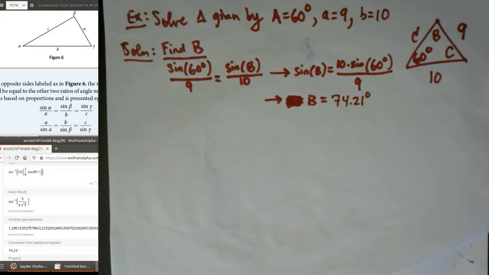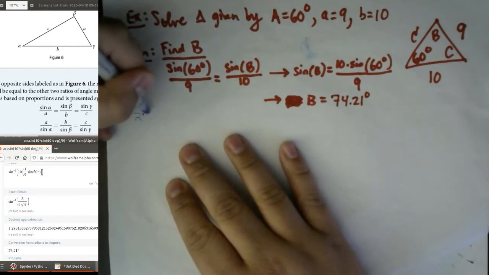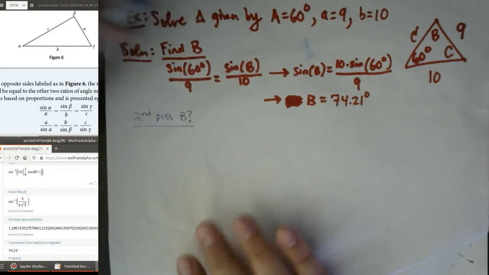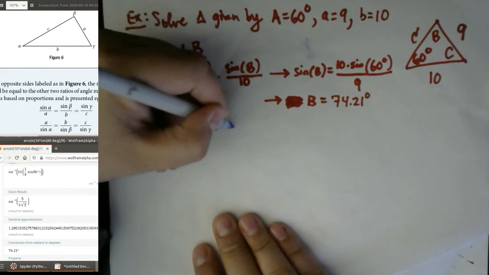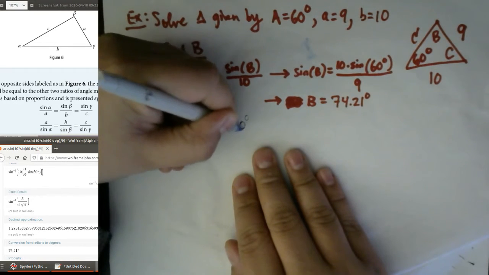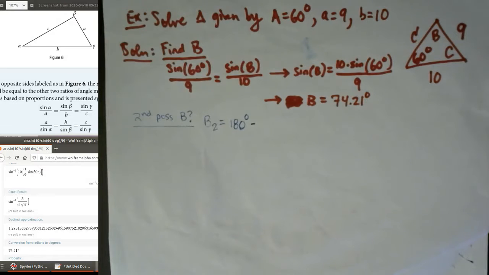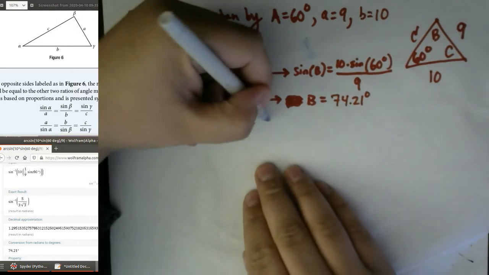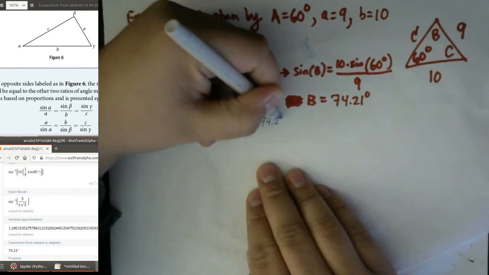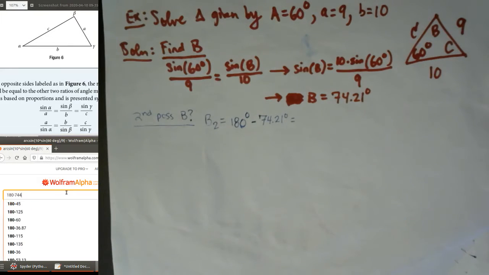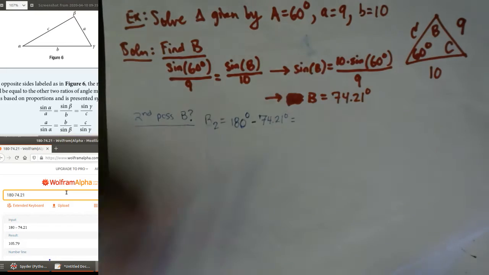But as the discussion in the last video showed, and if you don't remember, go watch it, we also have to consider a second possible B. We have to consider it. We don't have a choice in the matter. So we have B2, and that would be 180 degrees, and I explained why that was in the other video. So we have 180 degrees minus this value we just found, 74.21 degrees. If we calculate that, what are we going to get? We get 180 minus 74.21, and we get an angle value of 105.79 degrees.